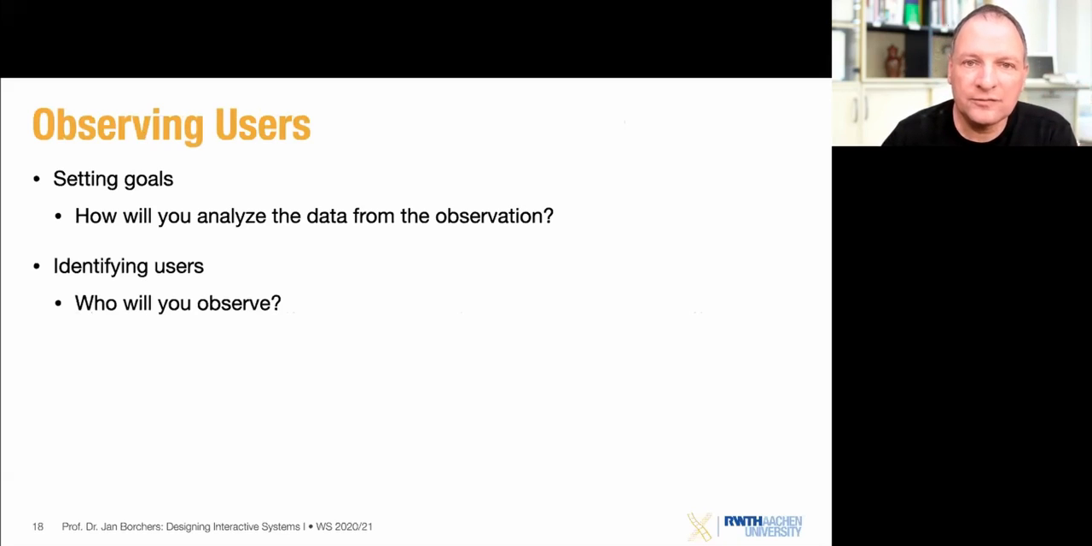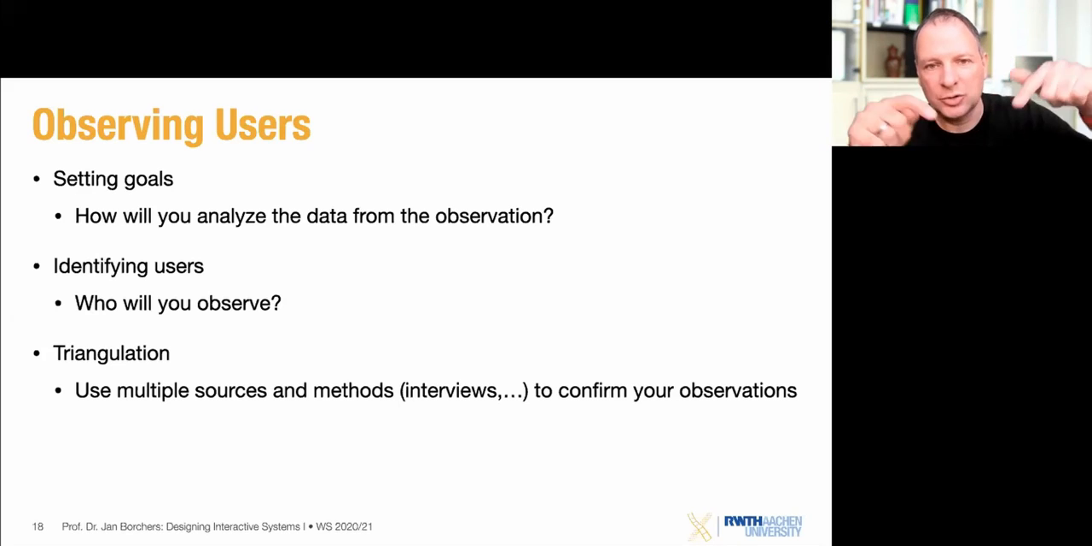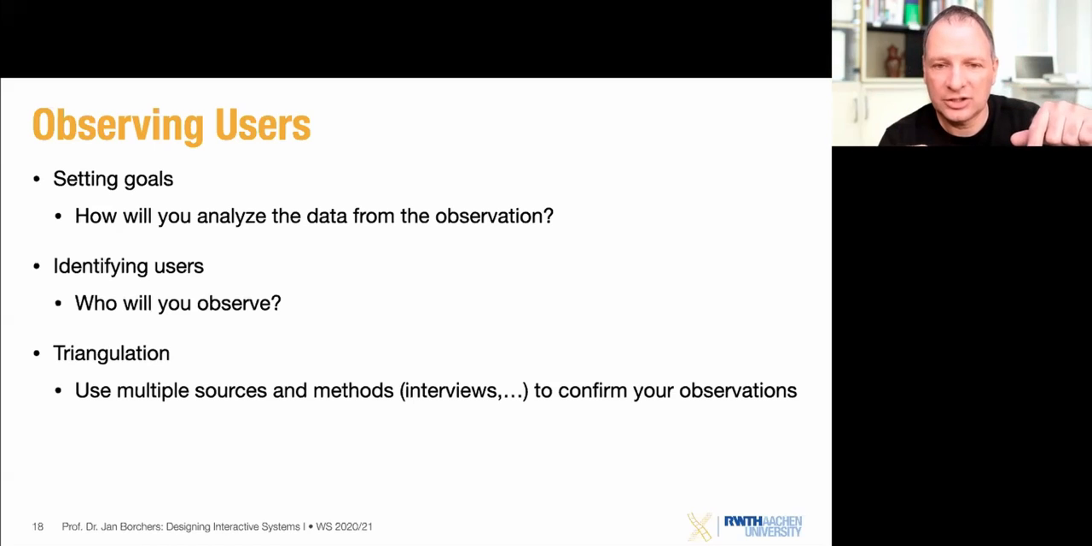And then it's often very useful to have a triangulation. So for example, not just observe people using your software, but also talk to them, right? This is taking two different approaches, hearing what they think they're doing and then actually watching what they're doing. That's called triangulation, using these different methods to confirm what you've observed.